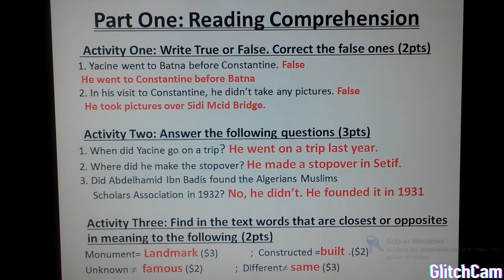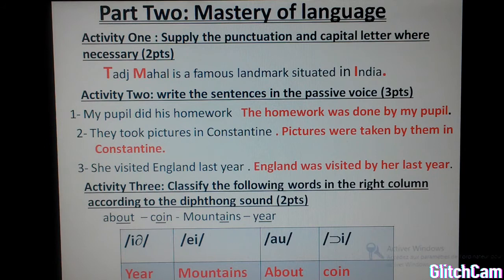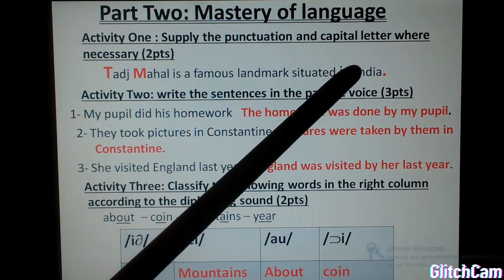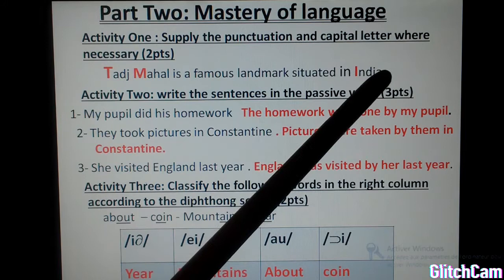We move to the correction of the second part. So, punctuation here in the sentence. Taj Mahal is a famous landmark situated in India. We put a capital letter here and here. Why? Because it's a proper noun of a famous landmark. Is a famous landmark, no punctuation, situated in India. I, capital letter, why? Because it's a country, balad. And you've got full stop. It's not a question, so it's a declarative or an affirmative sentence.